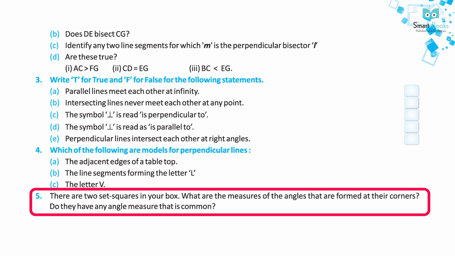What are the measures of the angles that are formed at their corners? Do they have any angle measure that is common? Solution. 60 degrees, 90 degrees, 30 degrees and 45 degrees, 90 degrees, 45 degrees. They have a common angle of 90 degrees.